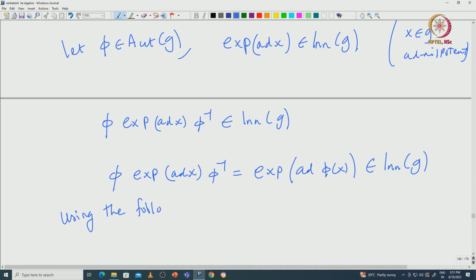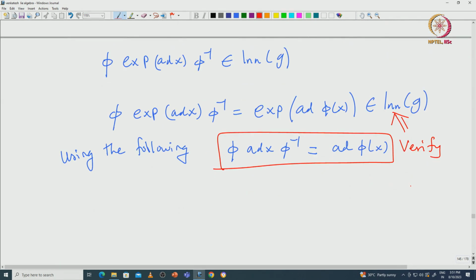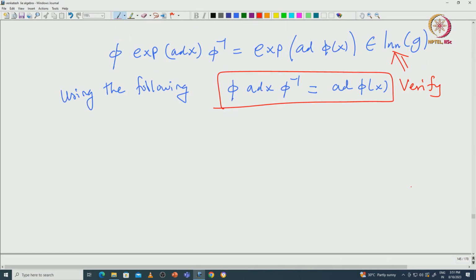Okay. So, this can be just verified using the following. What one can do, you just take pi ad x pi inverse, and then you can see that this is nothing but ad pi of x. So, first verify this, and then use this to verify the other. This is something I am leaving to you to check.